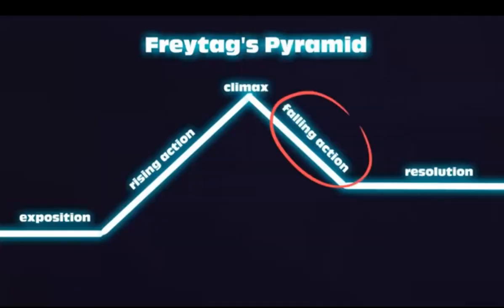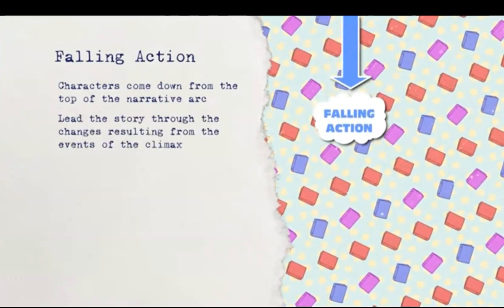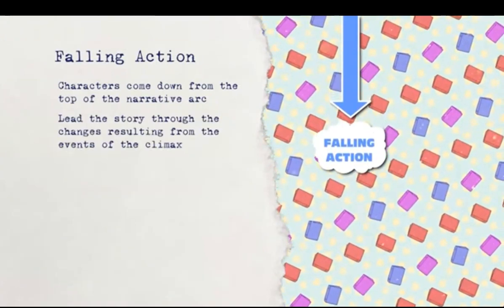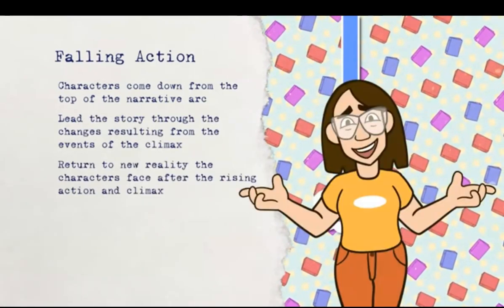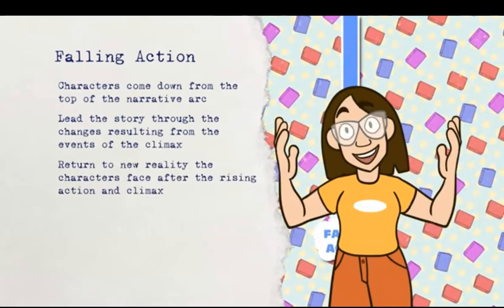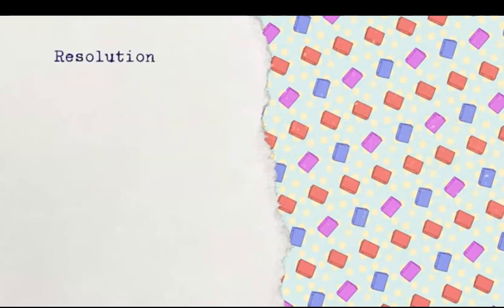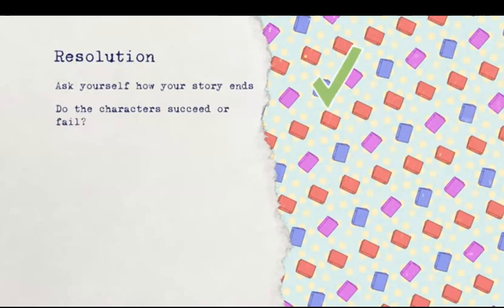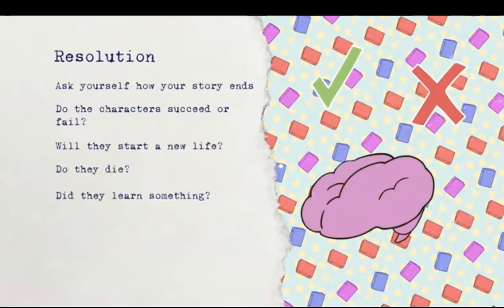Next comes the falling action. This is where the characters come down from the top of the narrative arc and lead the story through the changes resulting from the events of the climax. This could be a return to the new reality the characters face after the results of the rising action and climax, deflating the tension and leading to the resolution. And at the resolution, you can start asking yourself how your story is going to end. Do the characters succeed or fail? Will they start a new life? Do they die? Did they learn something?